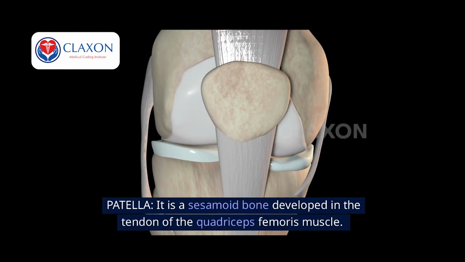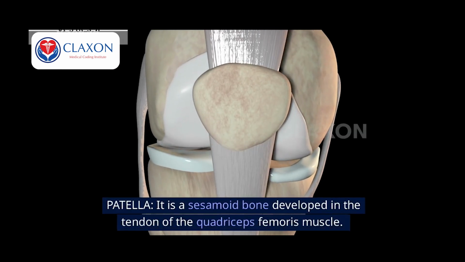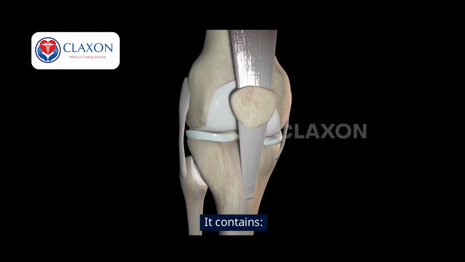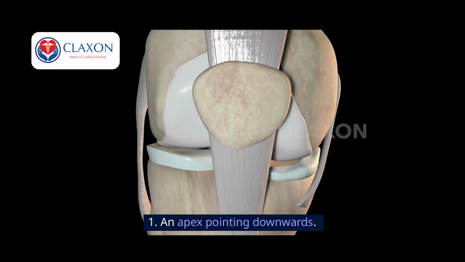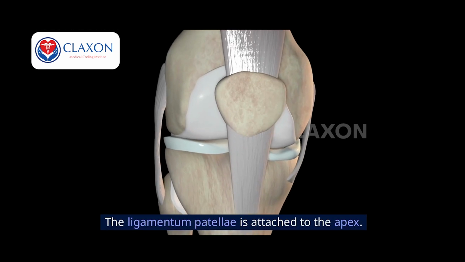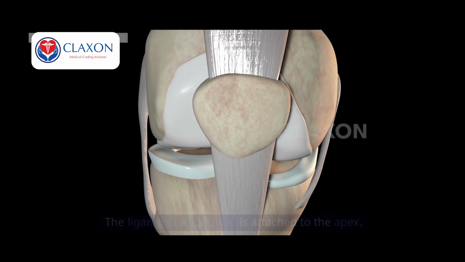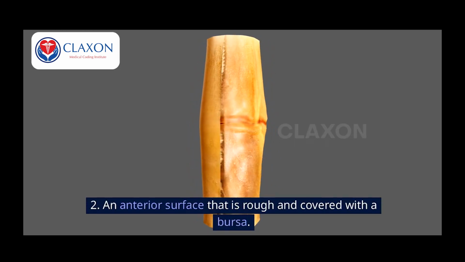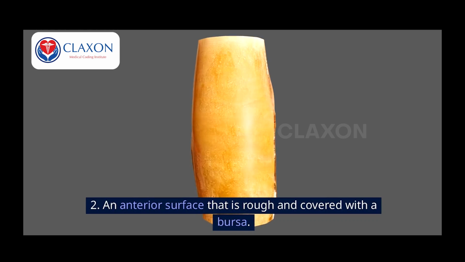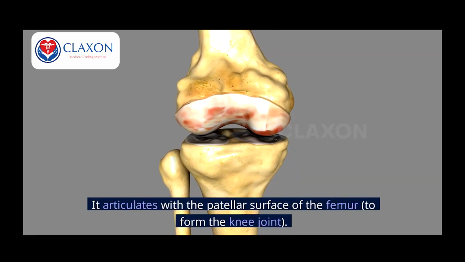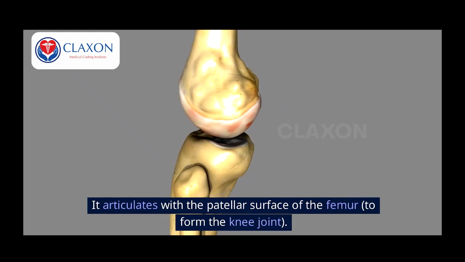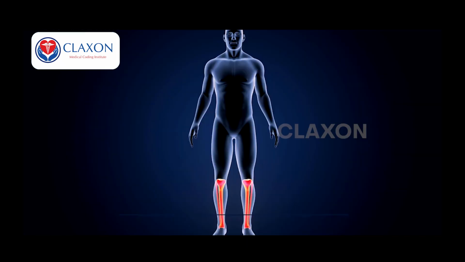Patella, it is a sesamoid bone developed in the tendon of the quadriceps femoris muscle. It contains 1. An apex pointing downwards. The ligamentum patellae is attached to the apex. 2. An anterior surface that is rough and covered with a bursa. 3. A smooth posterior surface. It articulates with the patellar surface of the femur to form the knee joint.